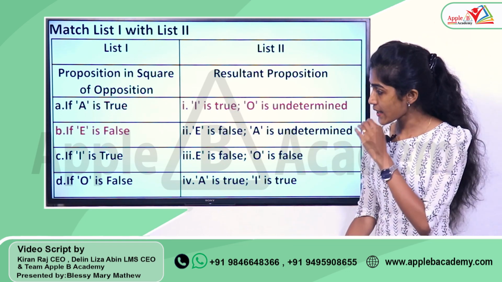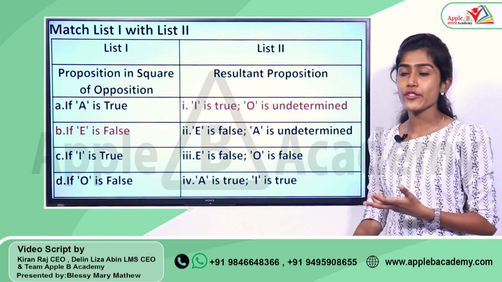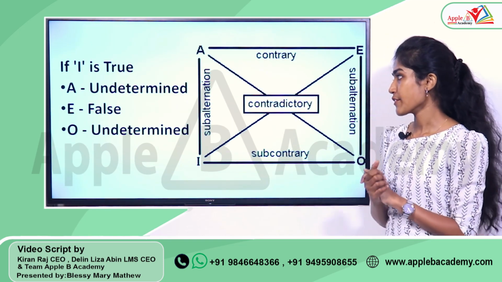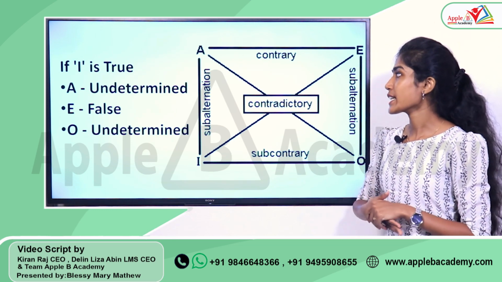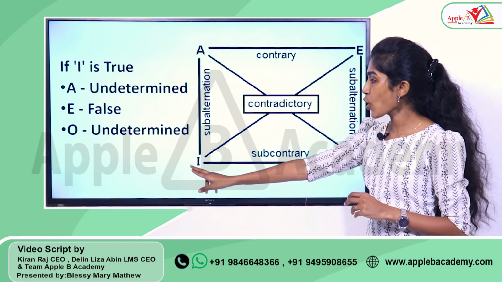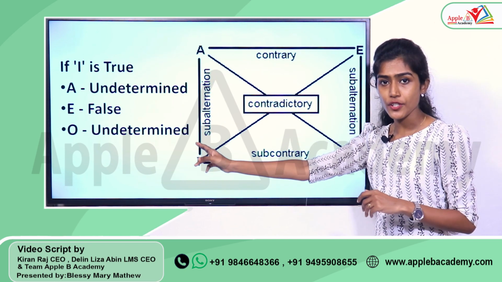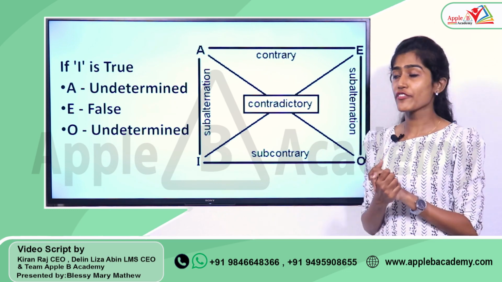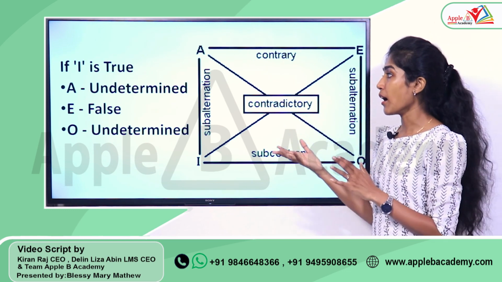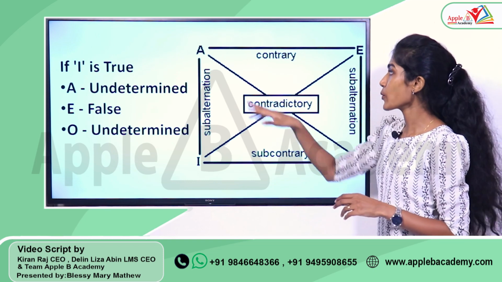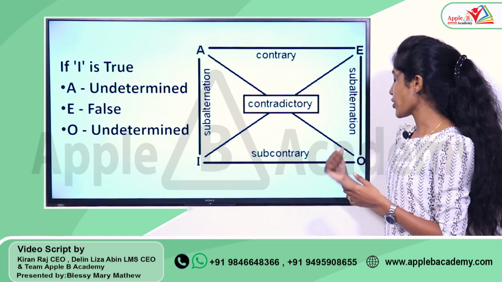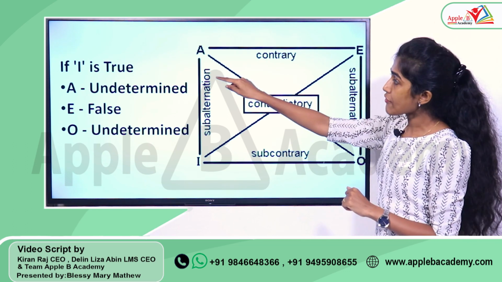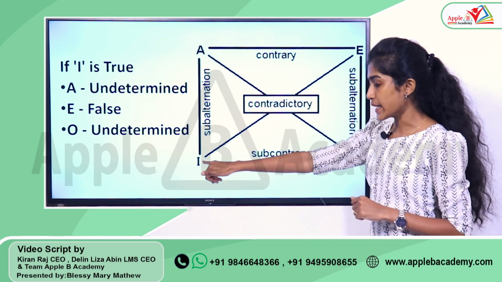Taking the next option, that is if I is true. So which one is I? This is I, particular affirmative. So if I is true, what will be the condition of A? This A and I are in a relationship which can be termed as subordination. And what is the nature of the relationship in subordination in general? We have A and I, and E and O, as subordinations. So if you consider this relationship, we can say that if the universal is true, particular is true.